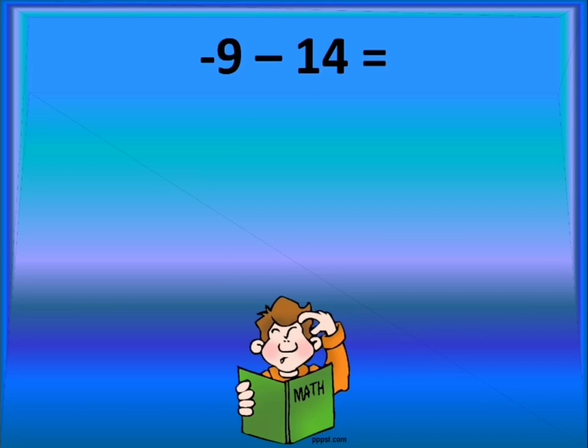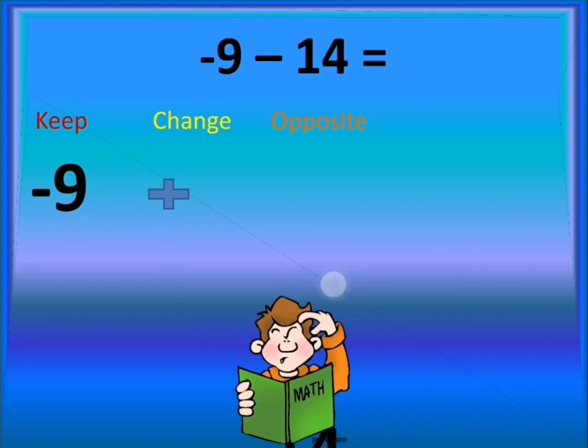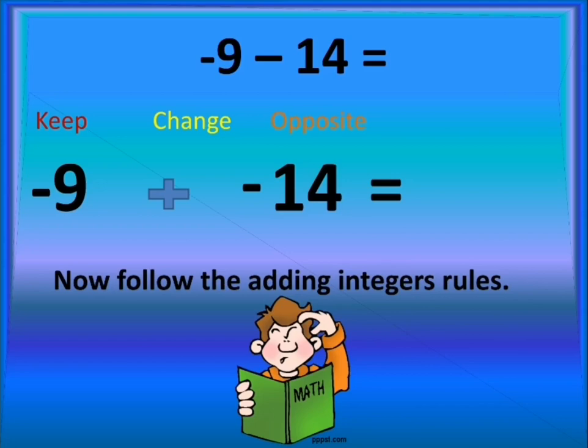Okay, so example, negative 9 minus 14, or negative 9 minus positive 14. So keep the first number, negative 9. Change the subtraction to addition. And then the opposite of positive 14 is negative 14. So since parehas ng negative yung ating given, negative 9 plus negative 14, gagamitin natin yung addition rules for integers. With like signs, just add the numbers, then copy the common sign. So 9 plus 14 is 23, then copy the common sign which is negative, so negative 23.